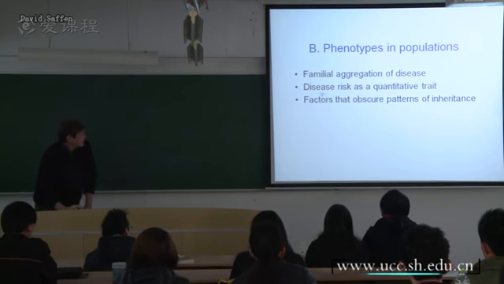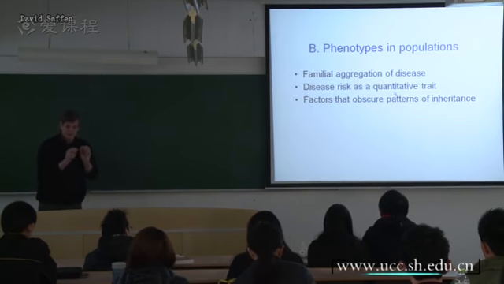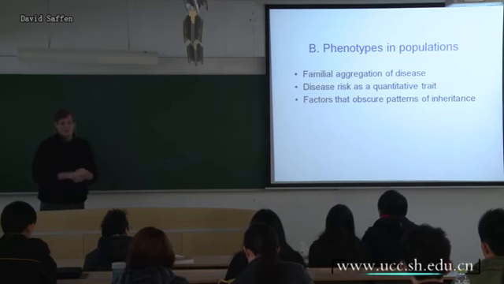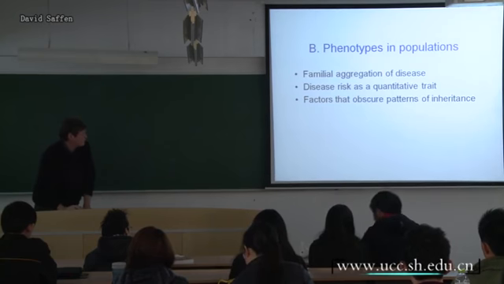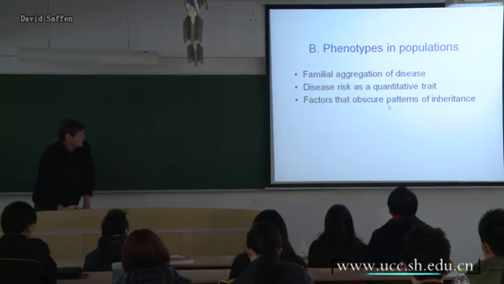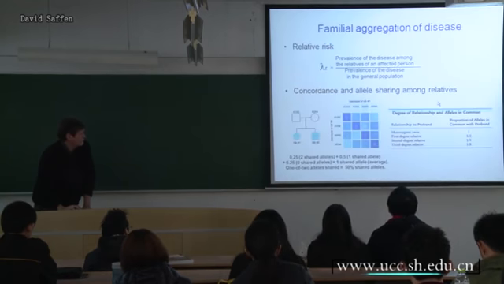Then we're going to talk about how disease risk can be treated as a quantitative trait, sort of modeling after the same way that height can be treated as a quantitative trait, something that can be measured on a continuous scale. Disease risk can be measured on a continuous scale as well, or at least modeled. And then I'll just briefly mention some factors that can obscure patterns of inheritance.